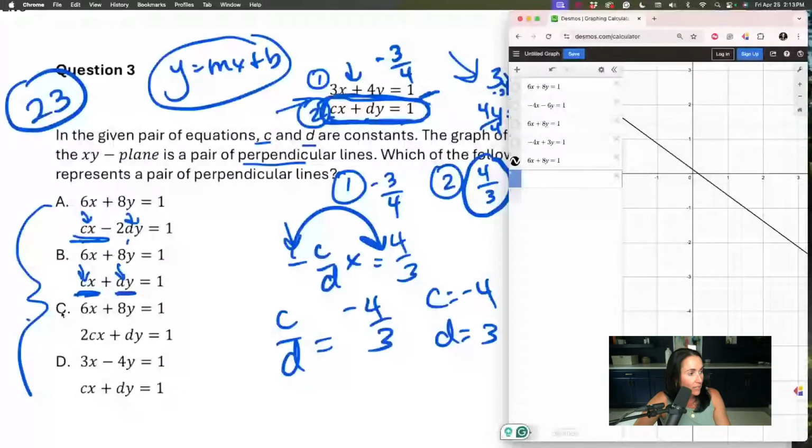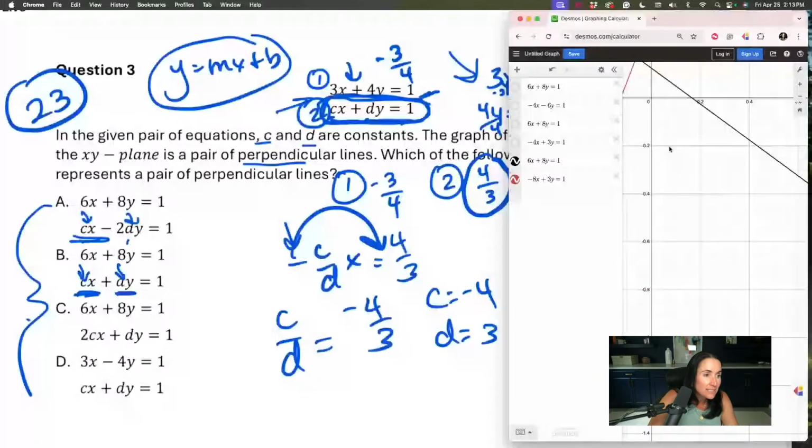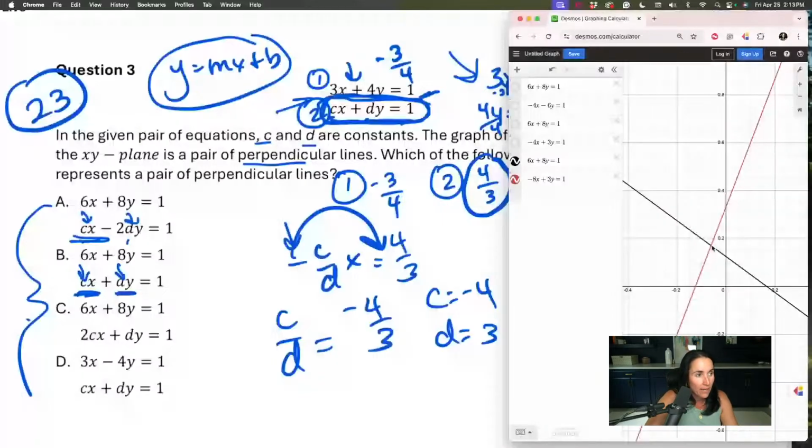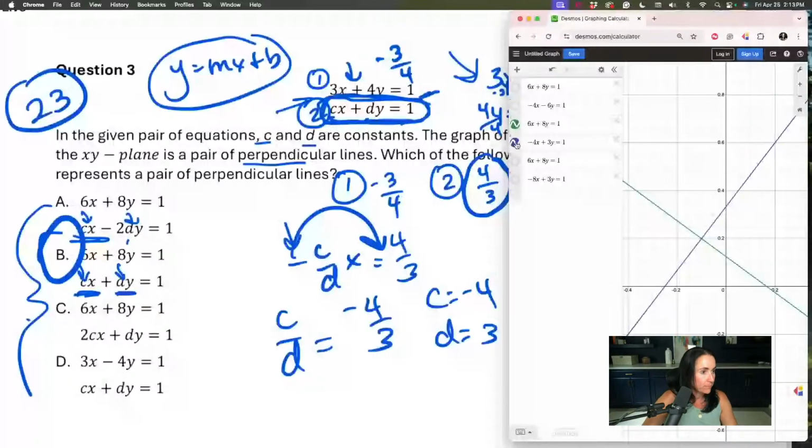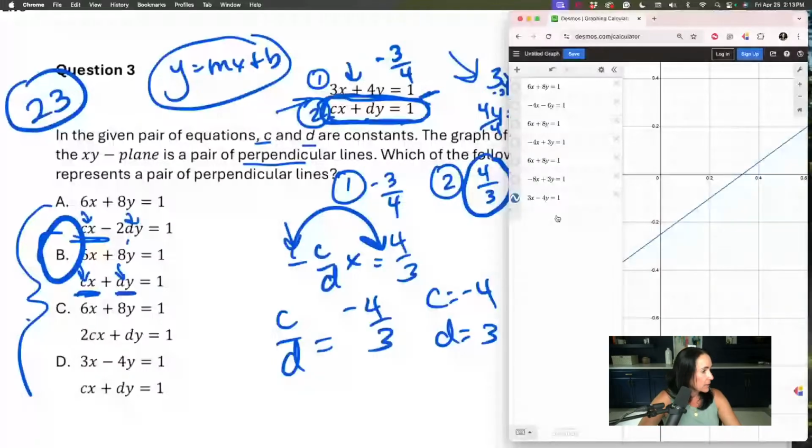Let's go ahead and go to C here. We have 2cx, 2 times negative 4x. That's negative 8x plus dy, 3y equals 1. Okay, sort of looks perpendicular, but if I zoom in, you can see it's definitely not. It's a little wonky in there, okay? These two right here, B right now is my top perpendicular one. Let's just check. Now this one I can't copy and paste. I have 3x minus 4y equals 1. And let me turn these off here so I don't get confused. Okay, there's that. And let's go here.